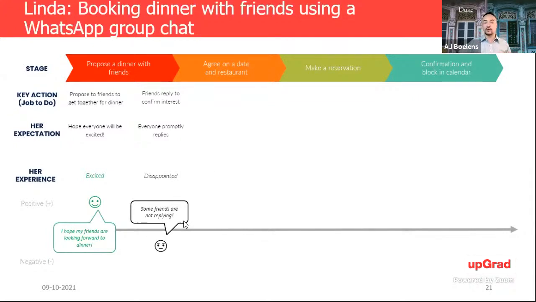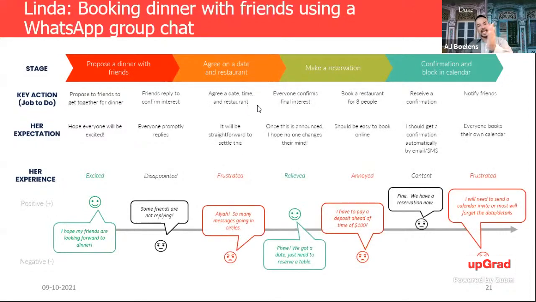Why? Some friends are not replying. Maybe they've seen the message, but they're too busy. They haven't answered, and so she gets a little bit disappointed. And then what we do again is we go through the rest of this journey and understand the key jobs to do. What is her experience? What's her expectation at that stage? What are some barriers and pain points that she can experience? So we have some moments where she's happy and some where she's frustrated, and we understand what this journey looks like.